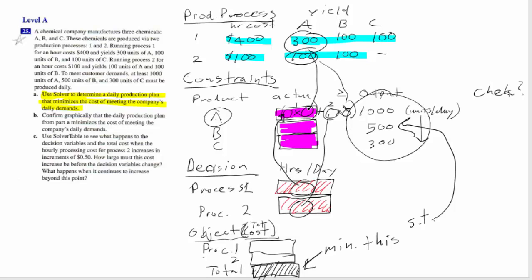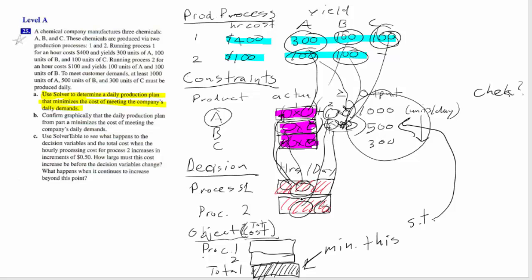So we know the actual amount we get is based on how many hours we run times the yield. Same thing for B, right? It's hours run times yield here, plus hours run here times yield here. Plug in cell references. And then for C, it's hours run on process 1 times yield output, and then nothing for process 2 because process 2 doesn't create product C.